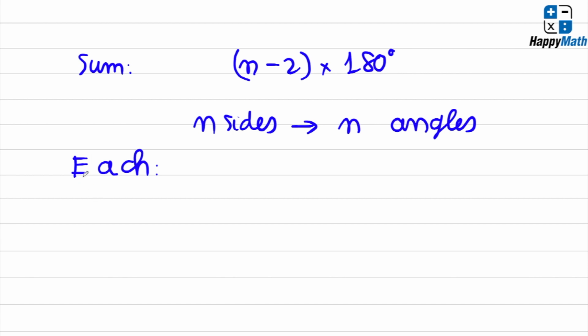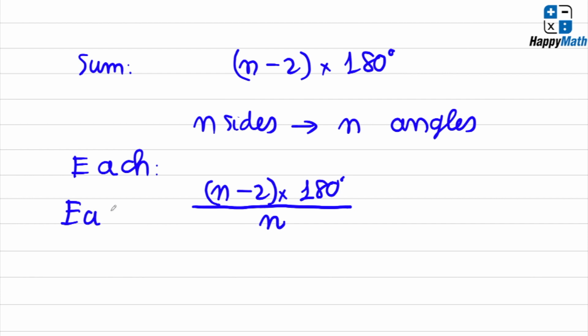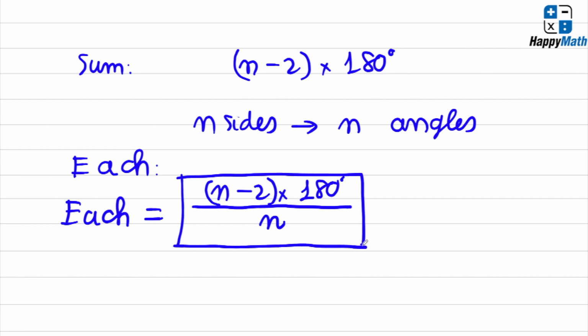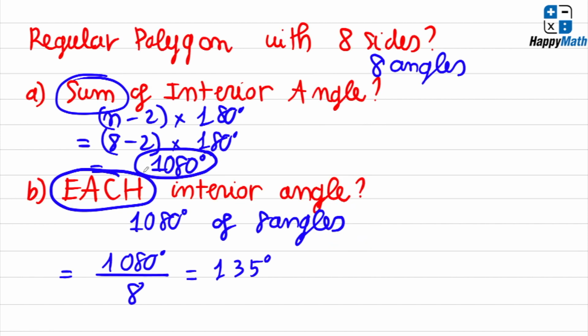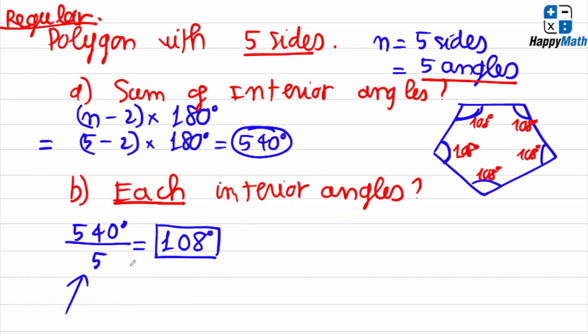So if you want to find each interior angle, you take the sum of all interior angles, and then you divide by n. So this is the formula for each interior angle. That's very easy and easy to understand. So you take the sum, and then you divide by n. Okay. Last example in this video.